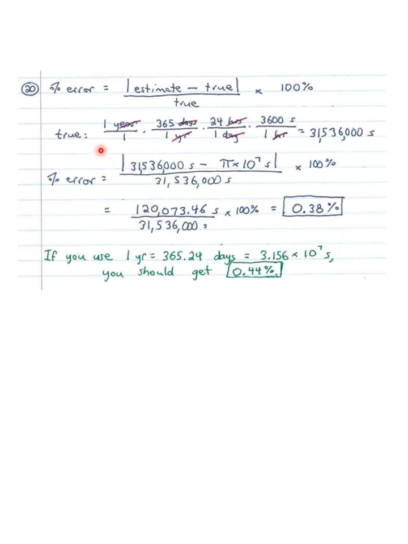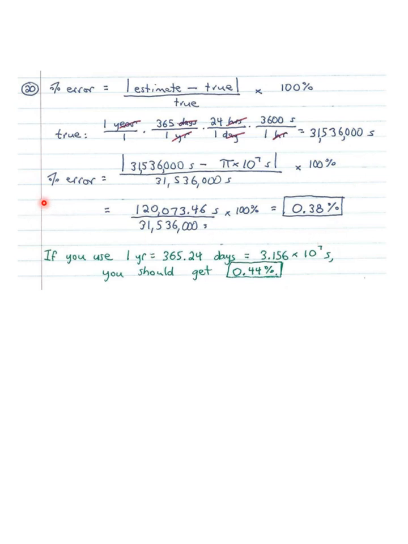And here I've got 1 year over 1. And we're going to multiply it by 365 days over 1 year. If you want to be a bit more precise, a year is actually 365.24 days, but this is fine to 3 significant figures, times 24 hours over a day, times 3,600 seconds over an hour, and we get 31,536,000 seconds in a year.